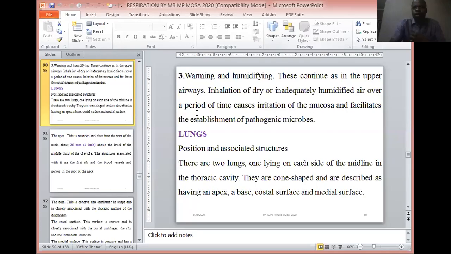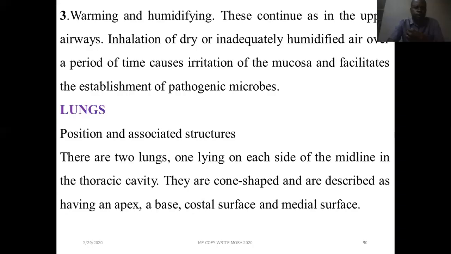Good morning, class. Today we're going to continue where we stopped last time, the respiratory system. We will start from the lungs. Let's look at the position and structures that are associated with the lungs.